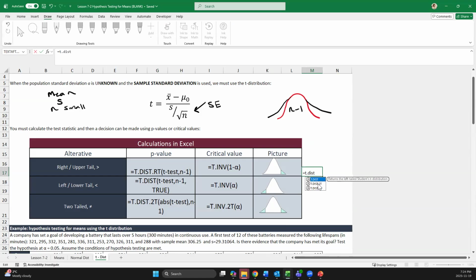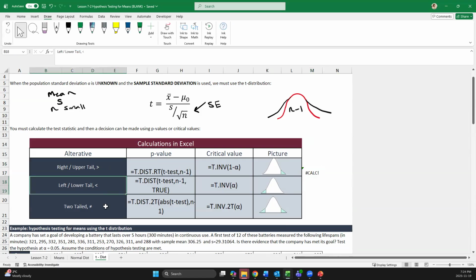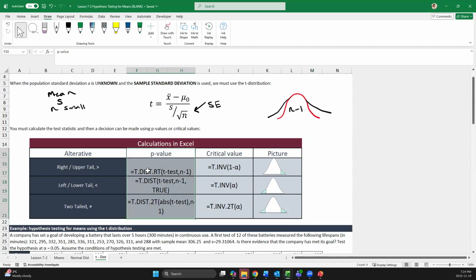So because it has these 3 options, you won't have to worry about 1 minusing for the values or the alpha, so that you can get all 3 options for a right-tailed test, a left-tailed test, and a not equal to test. For p-values, we use t.dist. Which t.dist you use depends on what type of test you're using. RT for right-tailed test, just regular t.dist for lower or left, and 2t for two-tailed.